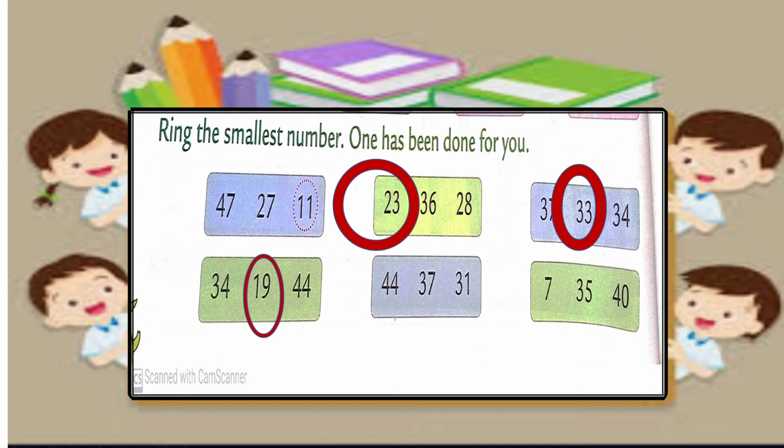Then we have 44, 37 and 31 as well. Now if you observe, we can say that 31 is the smallest one, we have to make a circle around it. Afterwards we have 7, 35 and 40 as well. So here number 7 is the smallest one, make a circle around it. I hope you all are writing with me and you all have completed till now.